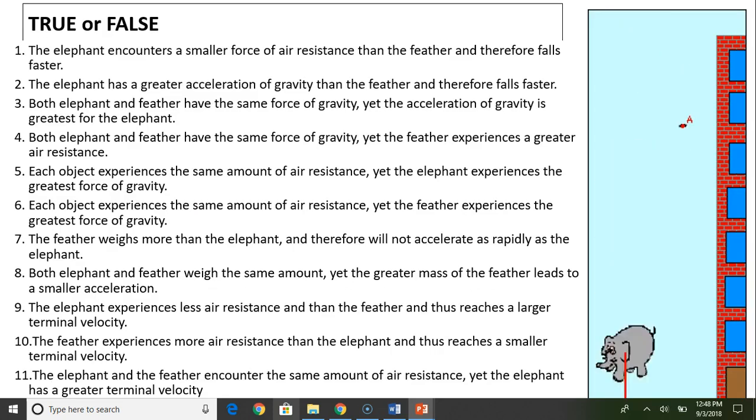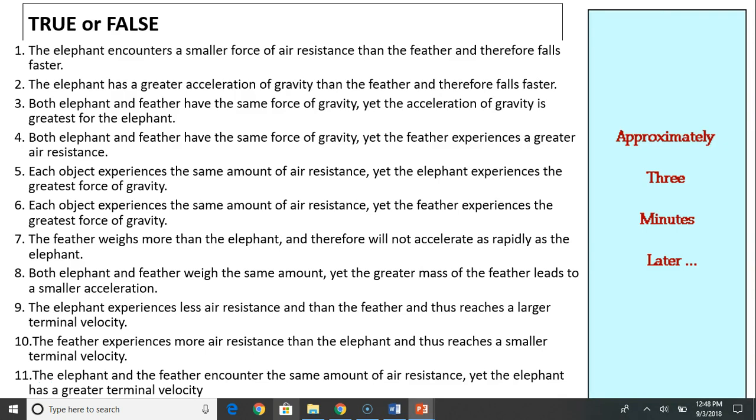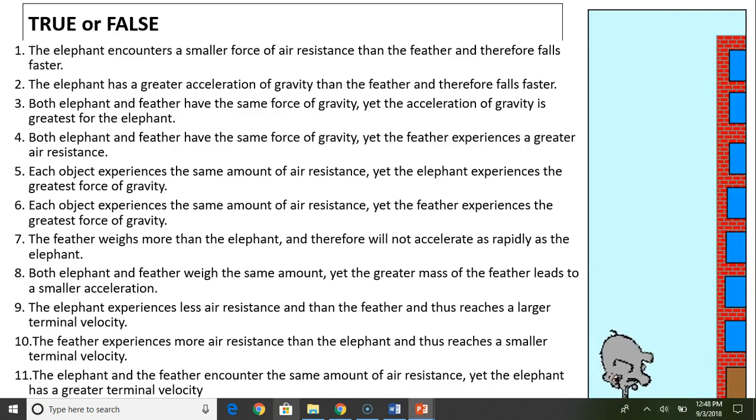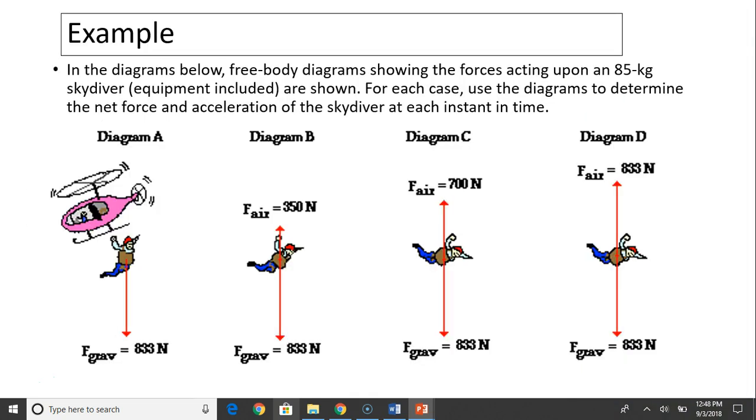is an animation of the diagram below. A free body diagram shows the forces acting upon the skydiver, and the equipment included are shown. For each case, use the diagram to determine the net force and acceleration of the skydiver.